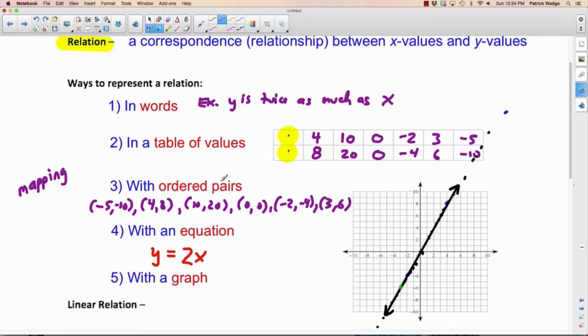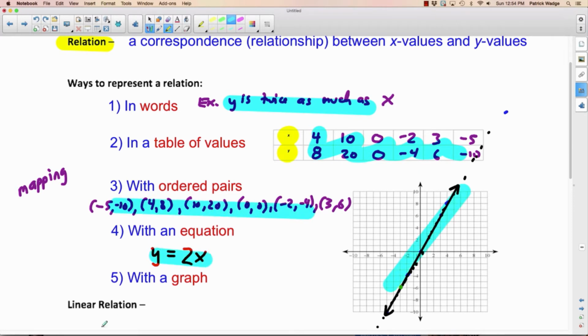There's your equation. So all 5 of these things, the words, the table, the ordered pairs, the graph, the equation, they all represent the same relation. And your task is going to be that I give you one of these 5 things, and you have to figure out the rest of them. So in this one, I gave you the words to start, and we figured out the rest of them.